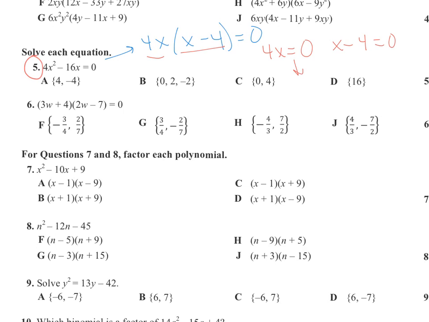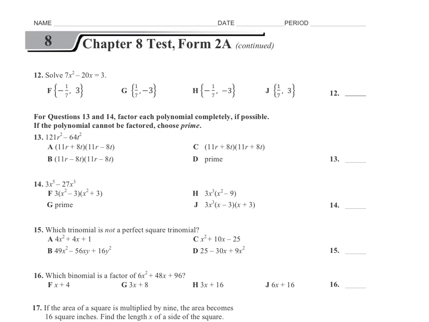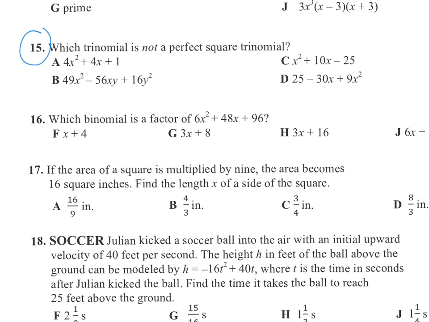So my first answer is 0. My second is positive 4. So let's look at where we see 0 and 4, which would be option C. Let's also take a look at problem number 15. Which trinomial is not a perfect square trinomial?